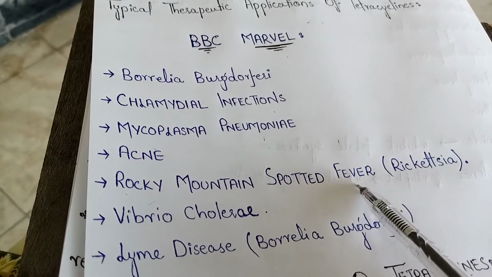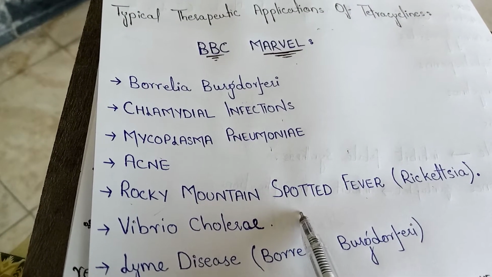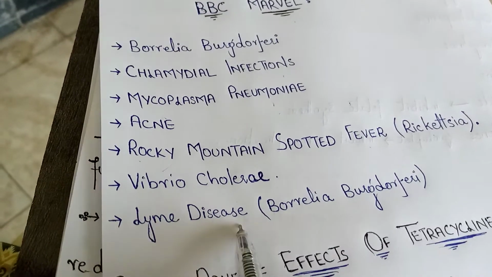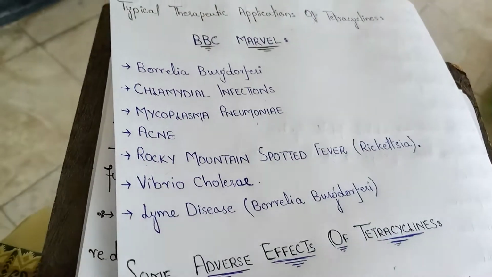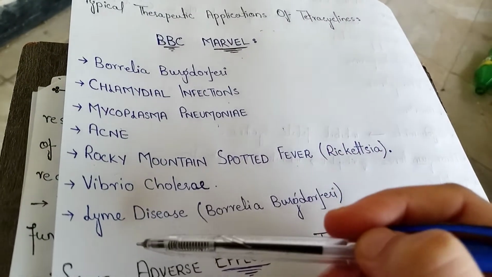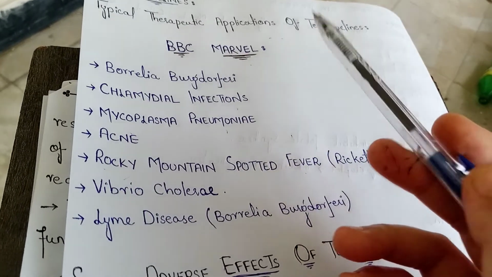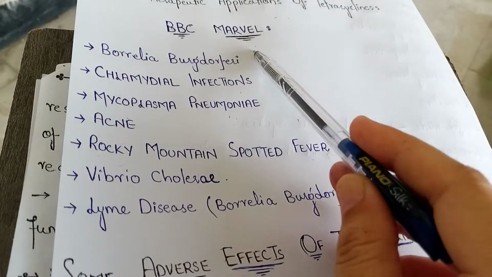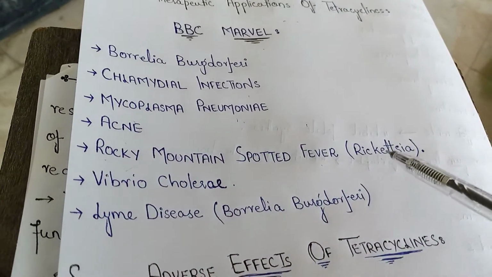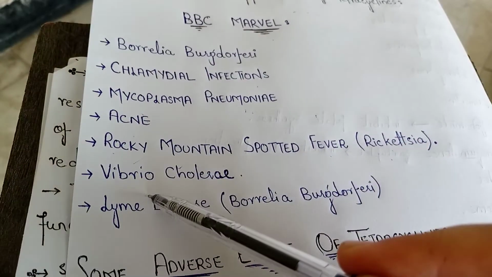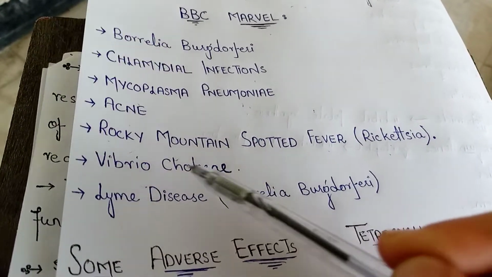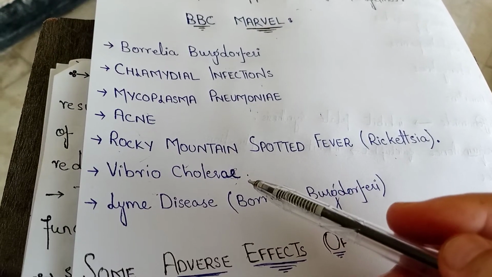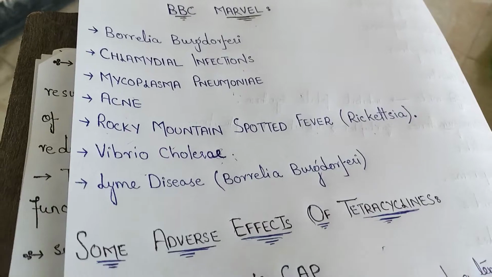R for Rocky Mountain spotted fever, which is caused by Rickettsia. V for Vibrio cholerae causing cholera, a gram-negative bacterium. L for Lyme disease, caused by Borrelia burgdorferi. For all these diseases or infections we give tetracycline, and for that you just have to remember BBC Marvel: Borrelia burgdorferi, C for chlamydial infection, M for Mycoplasma pneumoniae, A for acne, R for Rocky Mountain spotted fever caused by Rickettsia, V for Vibrio cholerae causing cholera, which is a gram-negative bacterium, and L for Lyme disease.